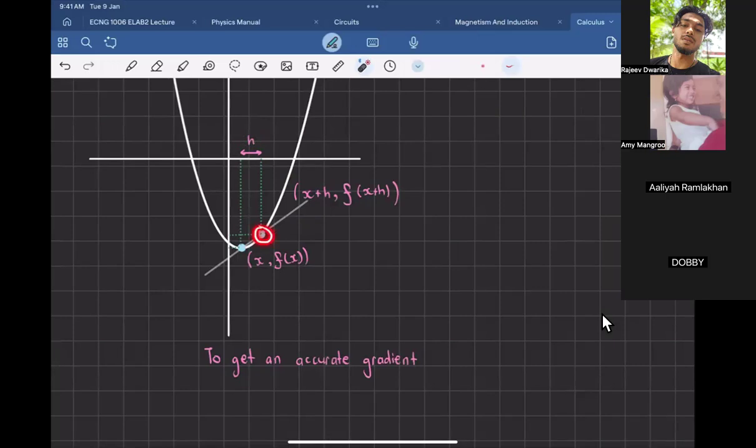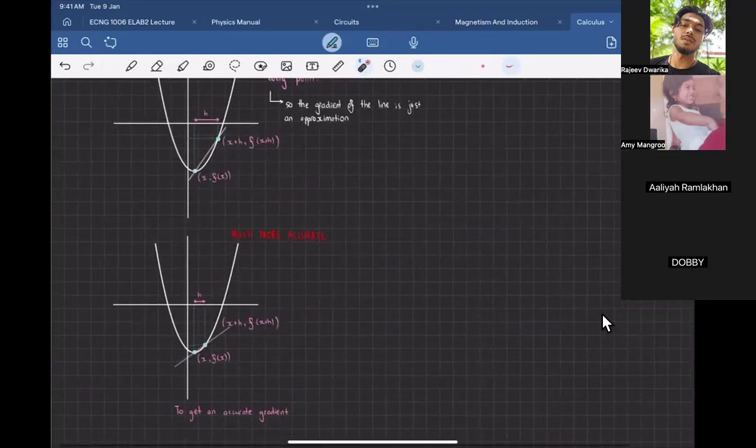So look at what happened, right? It approaches what? H approaches... 0. H is not X. H is the distance between the 2 points. For me to get an accurate gradient, the distance between the 2 points has to be 0.